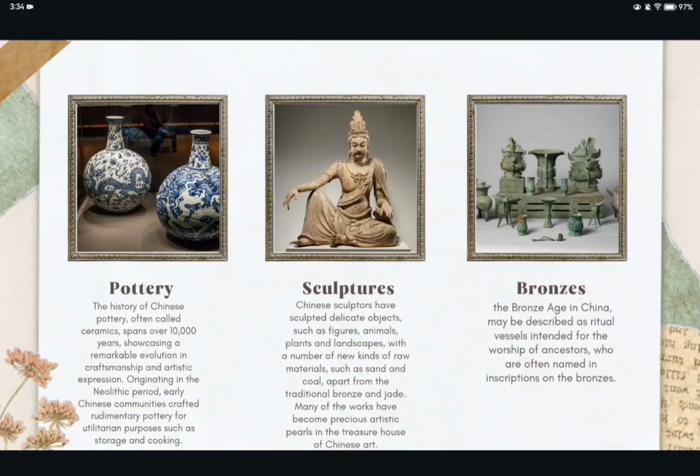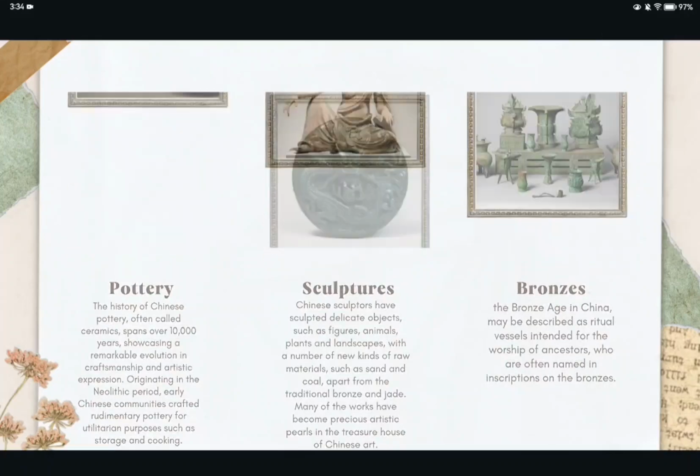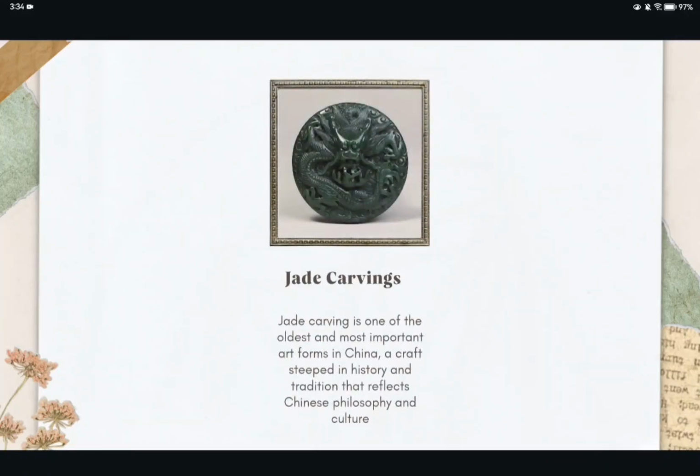Bronzes. The Bronze Age in China may be described as ritual vessels intended for the worship of ancestors, who are often named in the inscriptions on the bronzes. Jade carvings. Jade carving is one of the oldest and most important art forms in China, a craft steeped in history and tradition that reflects Chinese philosophy and culture. As we can conclude, Chinese art relies heavily on their philosophies and their beliefs.